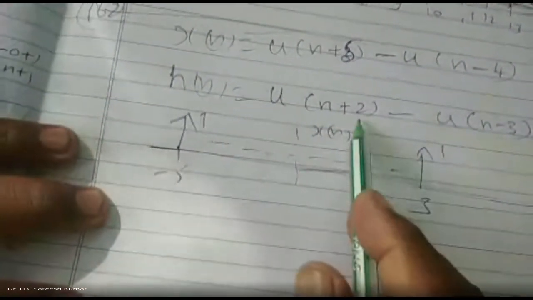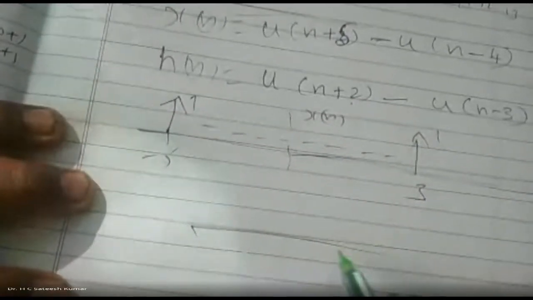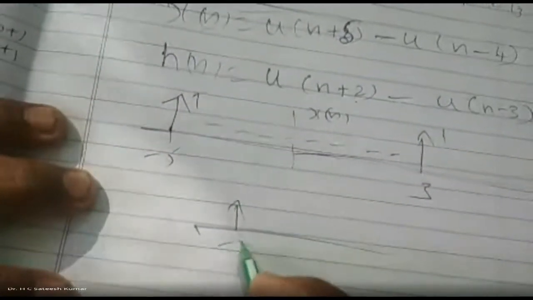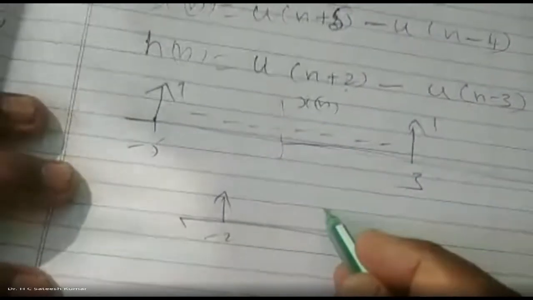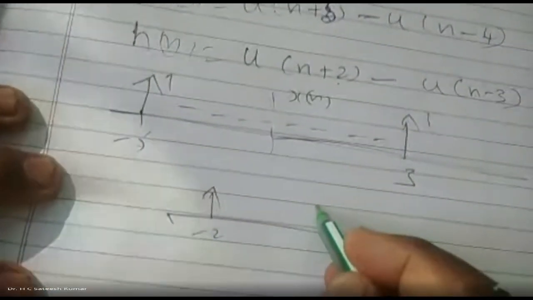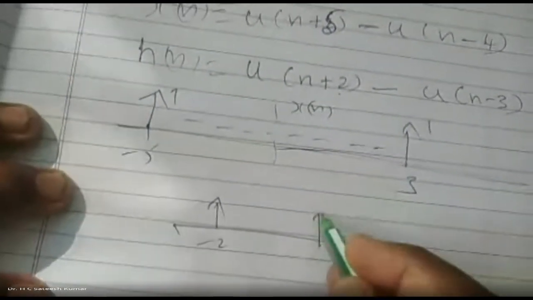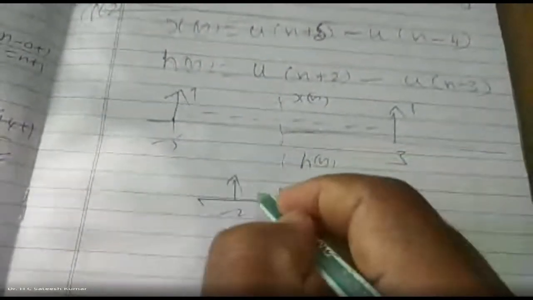H of n is from where to where? Minus 2 to, the third element also gets subtracted, so up to 2 only. Therefore, what will you get? H of n: minus 2 goes up, 3 came down, therefore the third element also gets subtracted. So y of n is equal to what? X of n convolution with h of n.